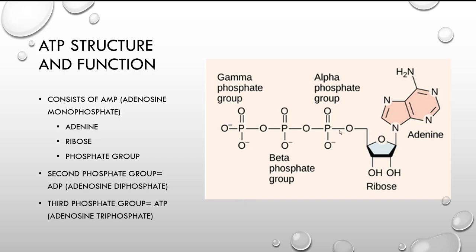So when I talked about in the last slide, when we have ATP and we undergo a hydrolysis reaction, we're breaking that bond. When we break that bond, a burst of energy is released. So that free energy gets released, and that's what's powering our cells.